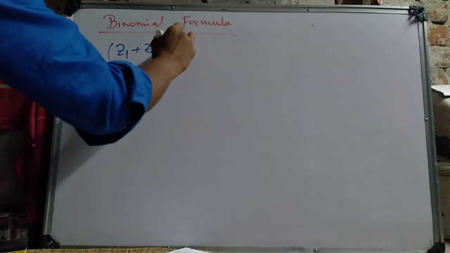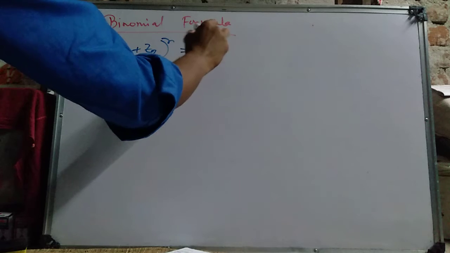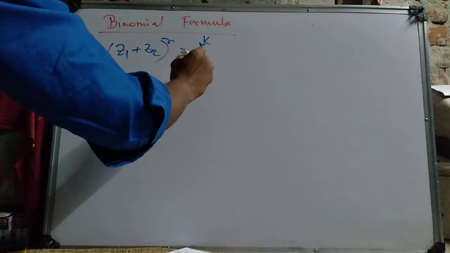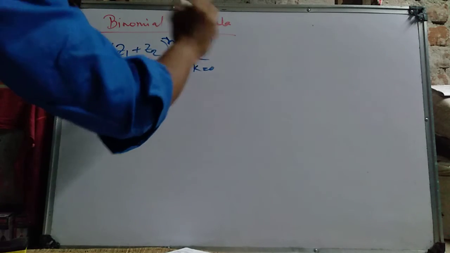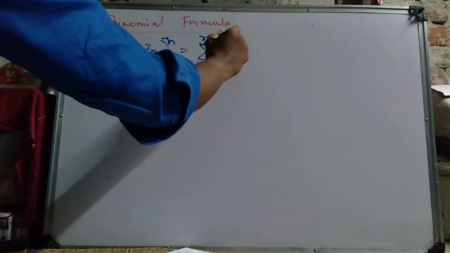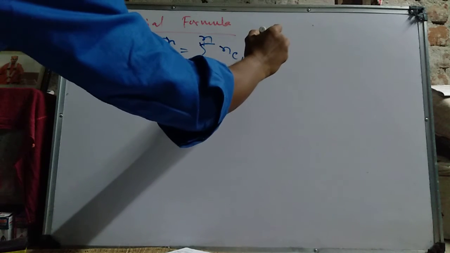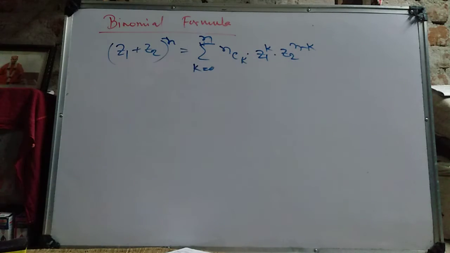(z1 + z2)^n equals the summation k equal to 0 to n of nCk z1^k z2^(n-k). Here we write n, and if we write k, then this one is k. Now we also proceed in this way.